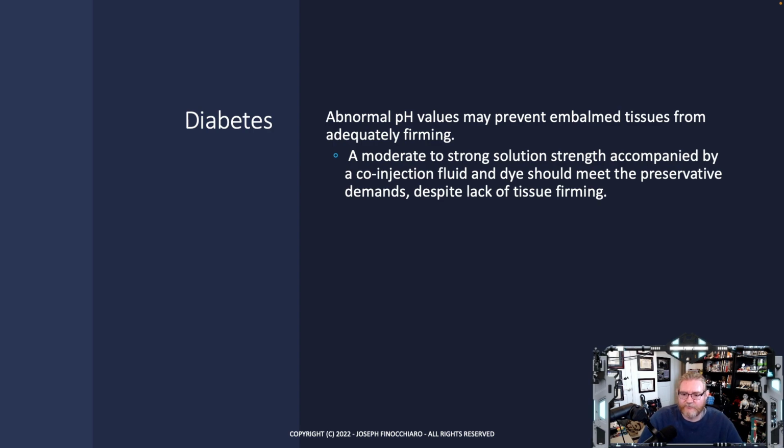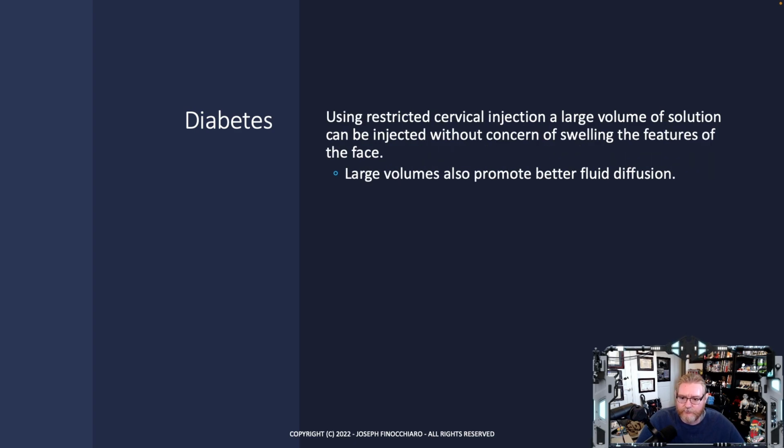Abnormal pH values may prevent embalmed tissues from adequately firming. A moderate to strong solution strength accompanied by a co-injection fluid and dye should meet the preservative demands despite the lack of tissue firming. Using restricted cervical injection, a large volume of solution can be injected without concern of swelling the features of the face. Large volumes also promote better fluid diffusion.